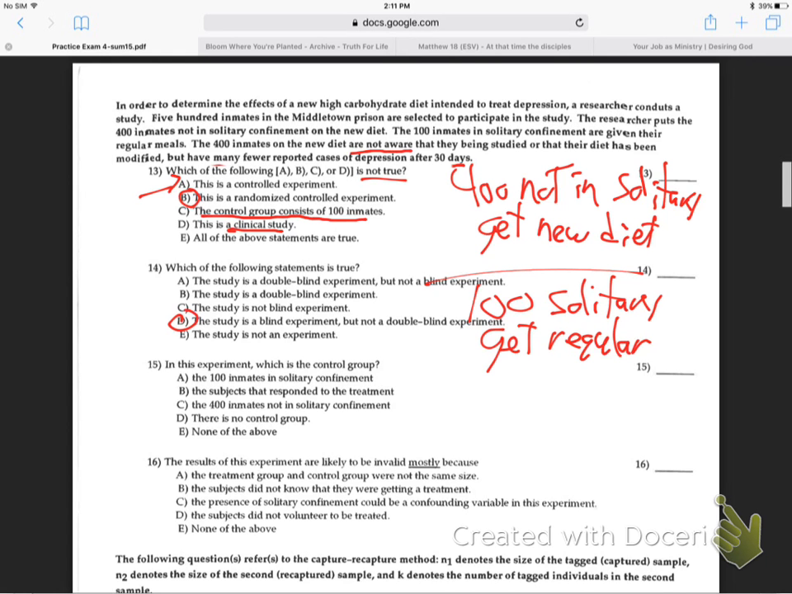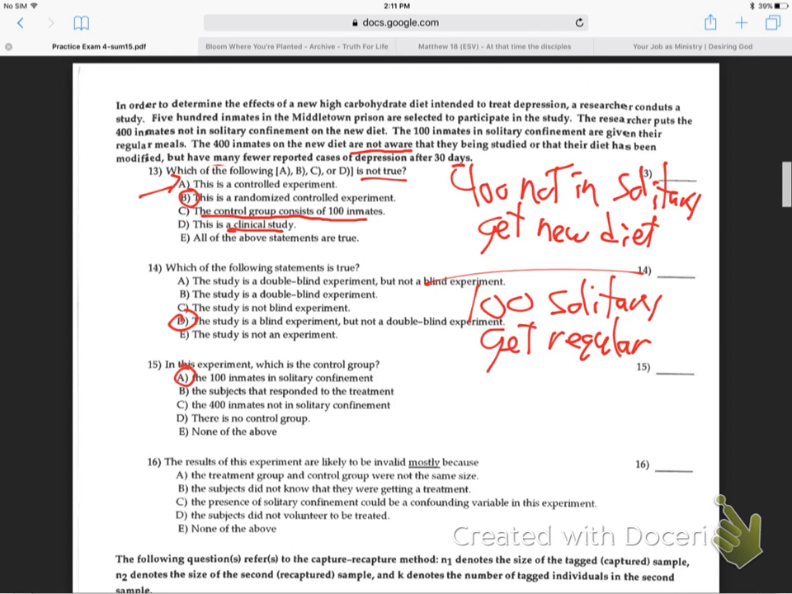So D, right? 14D. Right. 15. In this experiment, which is the control group? The 100, right? Everybody good with that? The 100 didn't get the new diet. They're the control group. They didn't get the drug, so to speak.